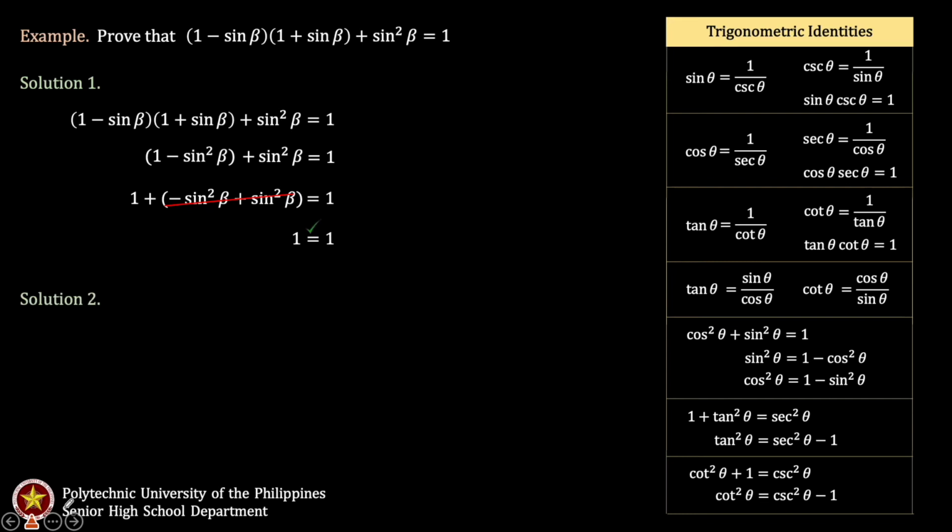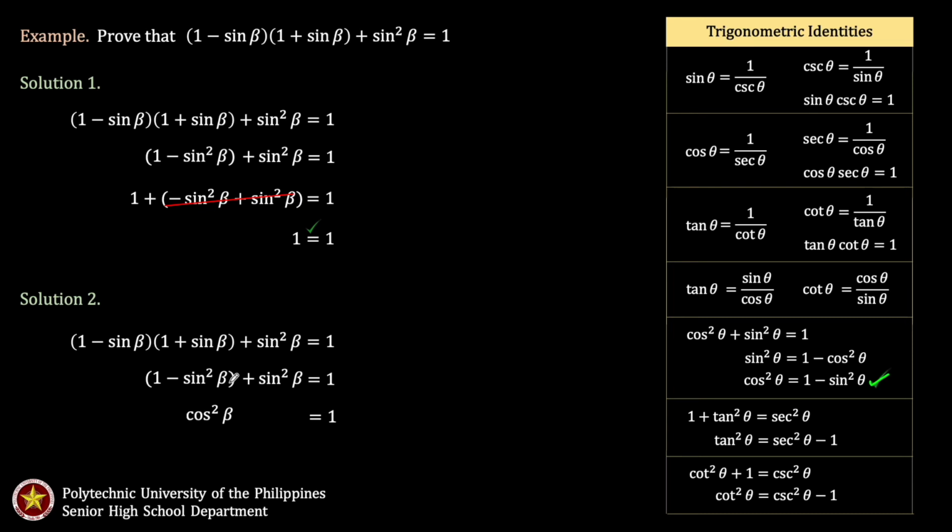Solution number 2. This is given. Now, by performing what we did on solution number 1, we have 1 minus sine squared beta plus sine squared beta. Here, in trigonometric identities, 1 minus sine squared theta is cosine squared theta. But in this example, we just use beta. So 1 minus sine squared beta is just equal to cosine squared beta, as is sine squared beta.